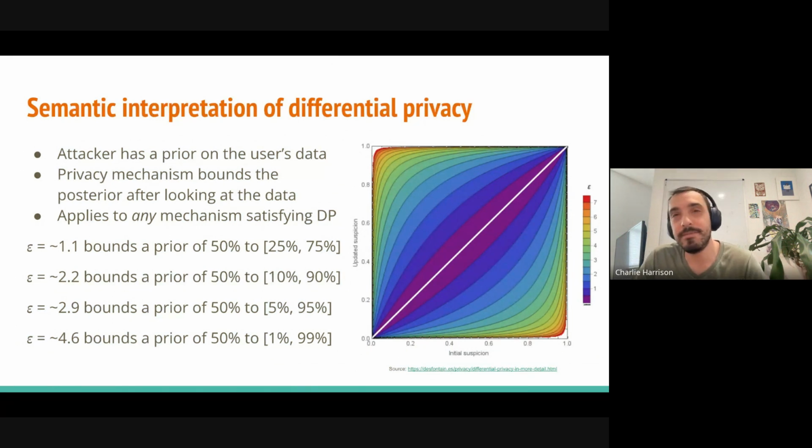So yeah, here's the semantic interpretation. I found it a little bit useful. I would not say it's a silver bullet. It's still really hard to understand, but hopefully this helps a little bit.